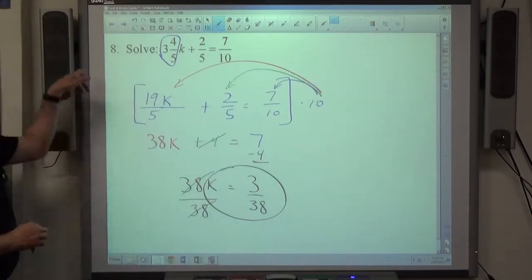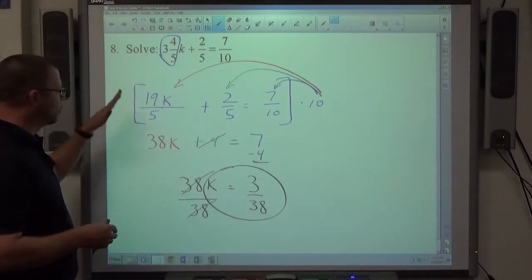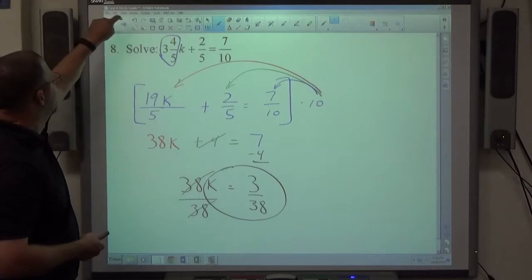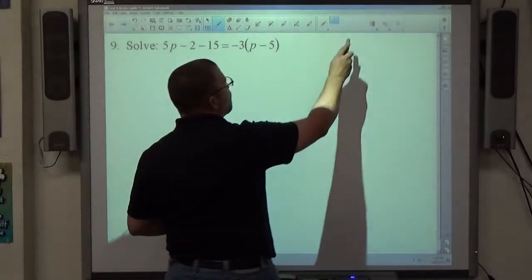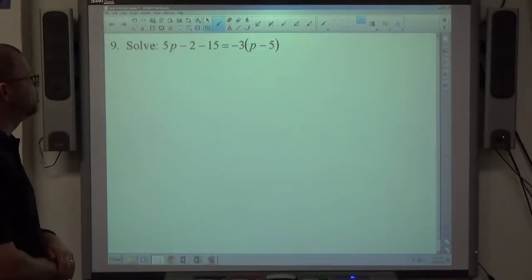In fact, number 8 came out to a fraction on your study guide. Chances are it comes out to a fraction on your test also. Don't be worried about that. Just make sure you carry through the steps properly. Number 9, solving an equation. Job 1 of this one is to simplify as much as possible.